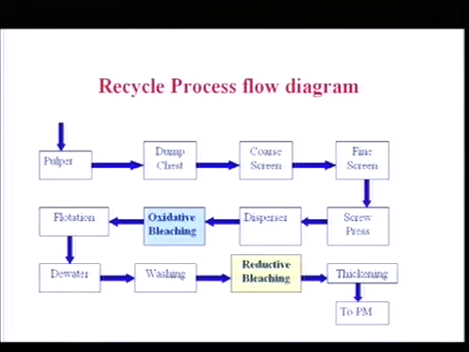In the reductive bleaching, you can use hydrosulfide or sodium borohydride or FAS chemical for bleaching. And then you come out at a neutral pH between 6 and 7, go through the thickening process, and go to the paper machine. So, oxidative bleaching first, followed by reductive bleaching next in the de-inking process.